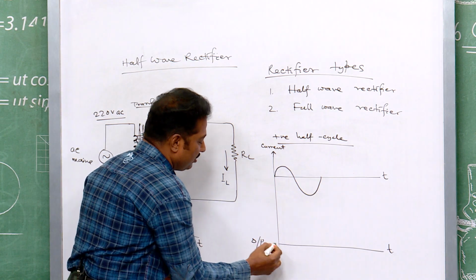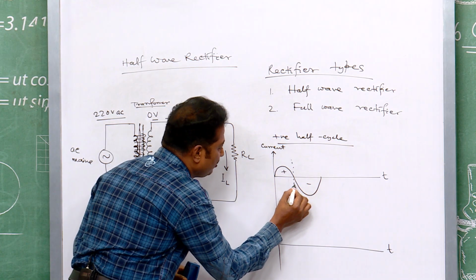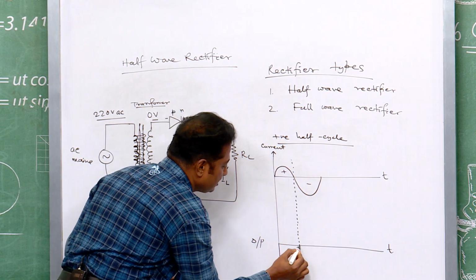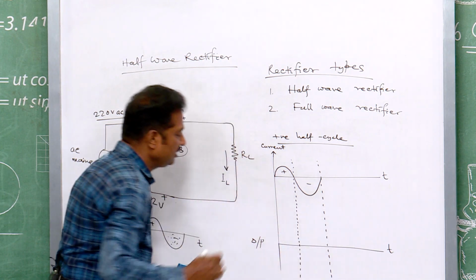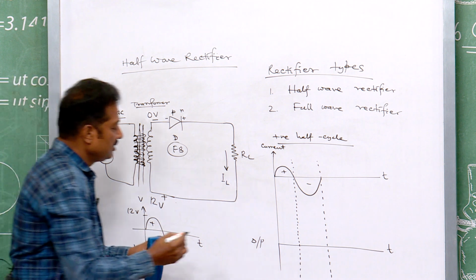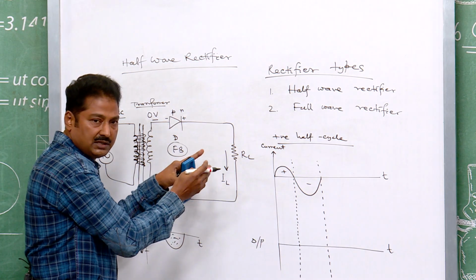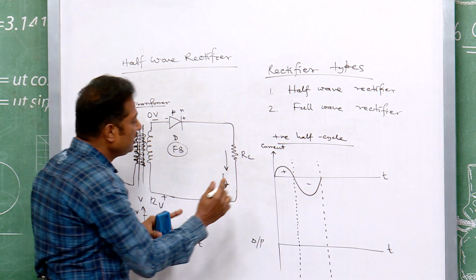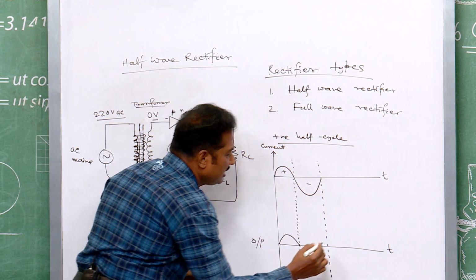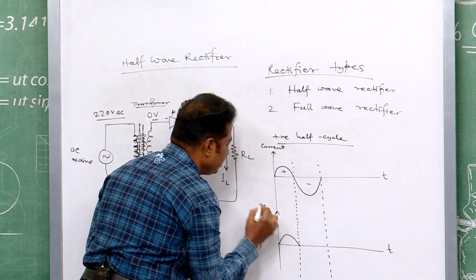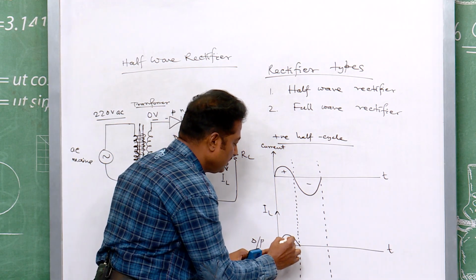So, the current will flow during the positive half cycle. You mark the half cycles and see what was happening. We have already told that for the positive half cycle it conducts. If it is increasing, then the load current will be increasing. If it is decreasing, the load current will be decreasing. Here it is increasing, then decreasing. So, output load current will be increasing or decreasing accordingly. This is load current. So, this is your full positive half cycle.